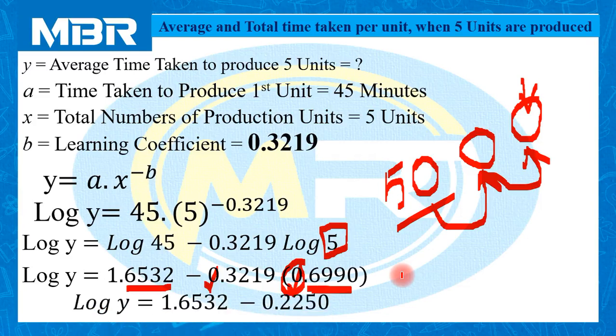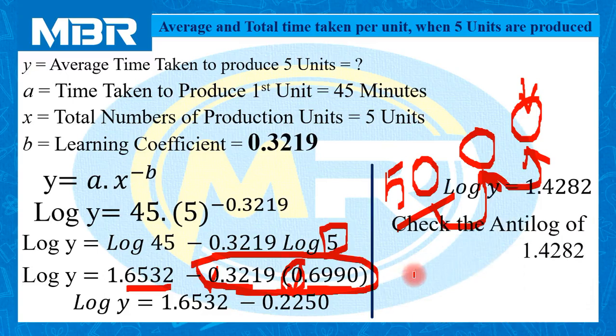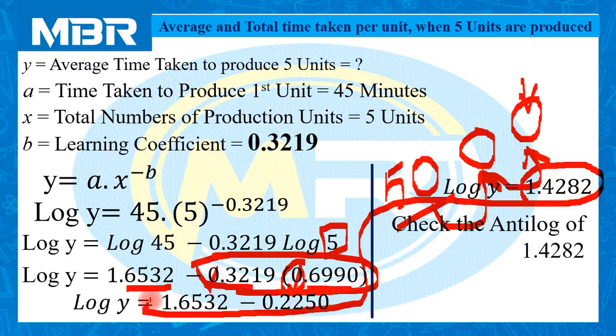Log y is equal to 1.6532 minus 0.2250. This 0.2250 is nothing more than the multiplication of these two numbers, 0.3219 multiplied by 0.6990. Then log y is 1.4282. This 1.4282 is the difference of 1.6532 minus 0.2250.